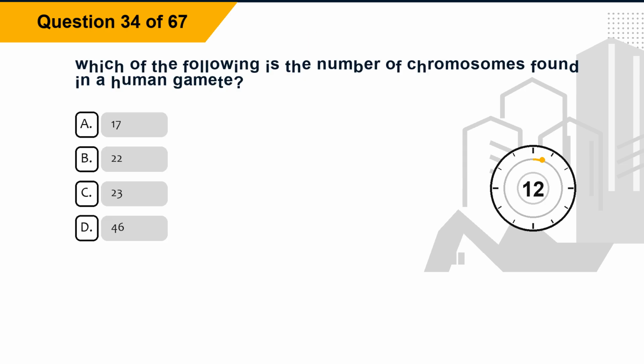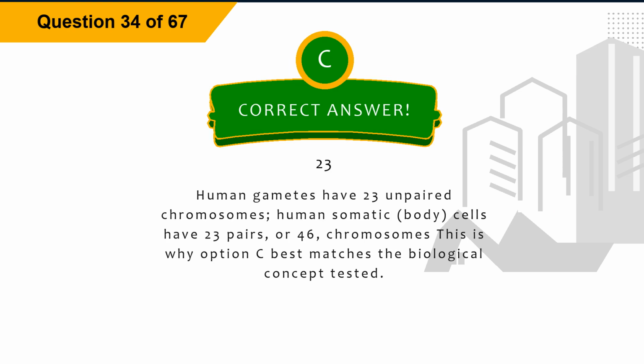Question 34. Which of the following is the number of chromosomes found in a human gamete? Option A. 17. Option B. 22. Option C. 23. Option D. 46. The correct answer is option C, 23. Explanation. Human gametes have 23 unpaired chromosomes; human somatic body cells have 23 pairs, or 46, chromosomes. This is why option C best matches the biological concept tested.